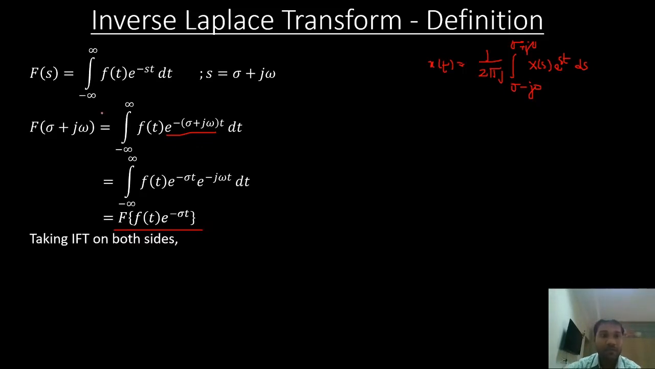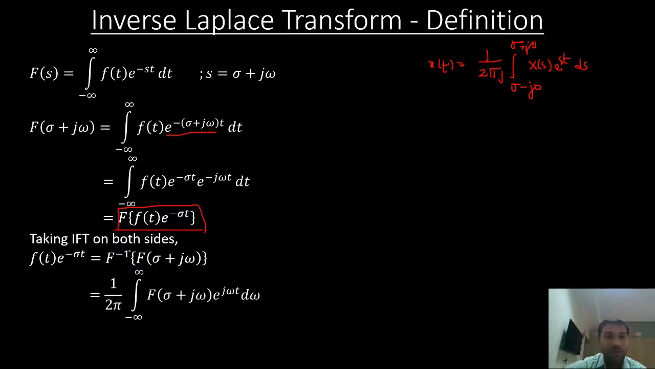Now I'm taking the inverse Fourier transform on both sides. What will happen? On this side, the Fourier transform of f of t e power minus sigma t, if I take the inverse, the inverse and the transform get cancelled. I have f of t e power minus sigma t, and that is equal to the inverse Fourier transform of F of sigma plus j omega.